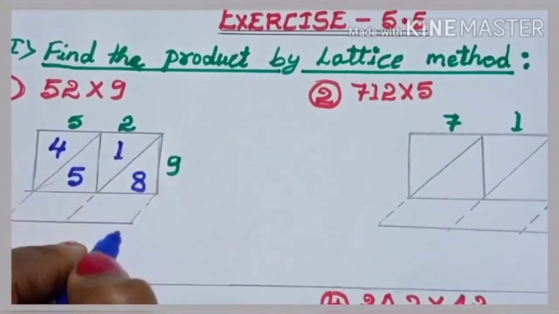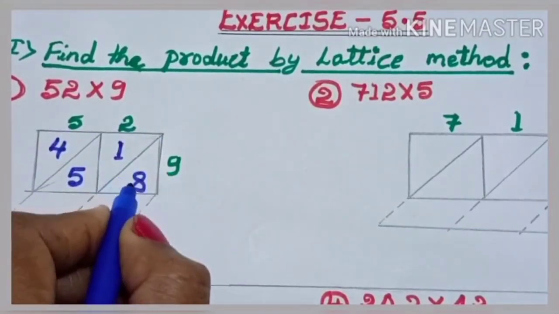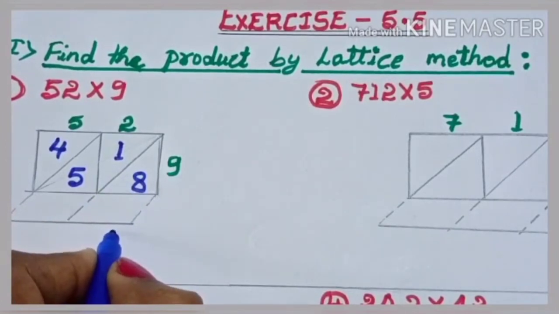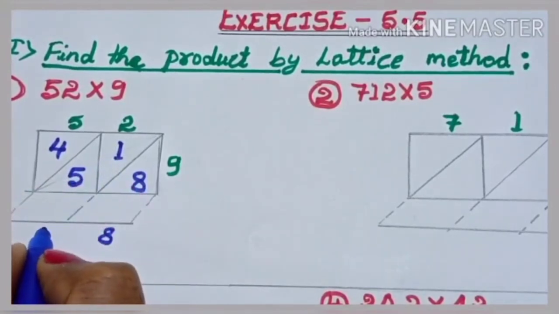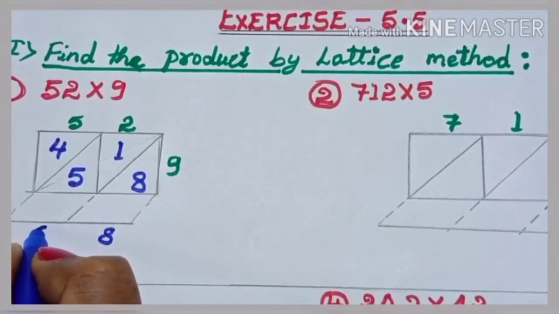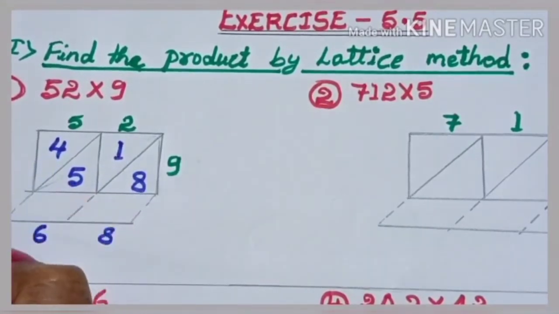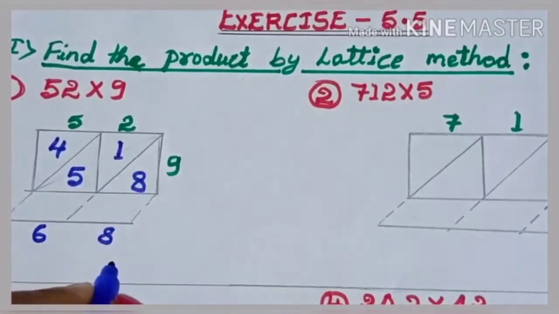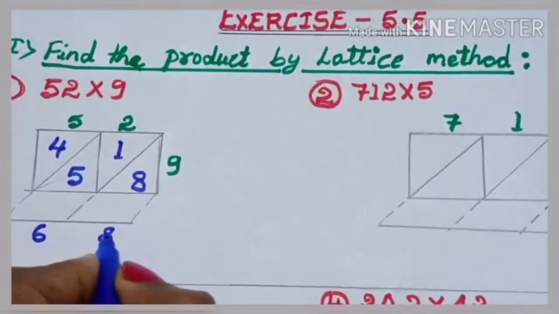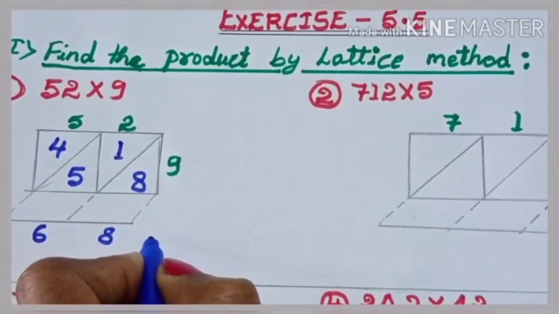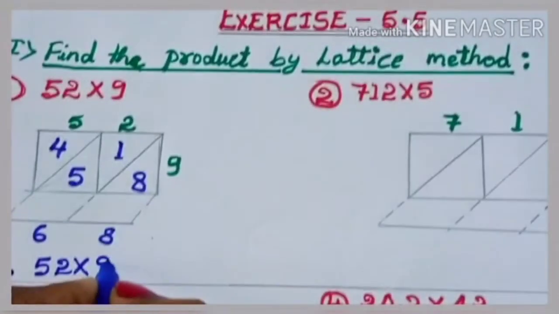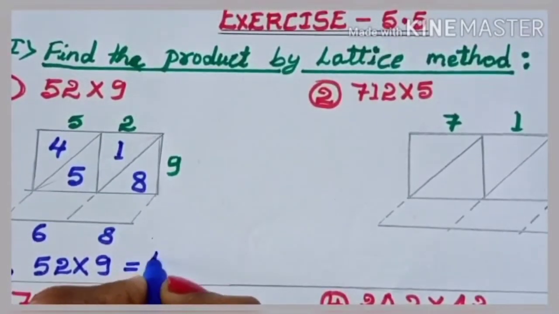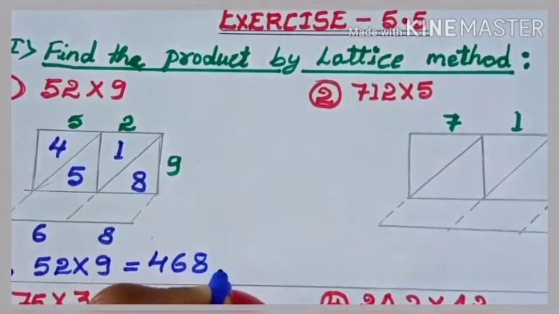Now add it all. 8 write as it is. Now 5 plus 1. 5 plus 1 is 6. Now 4 write as it is. So the answer is 468. Therefore 52 multiplied by 9 is equal to 468.